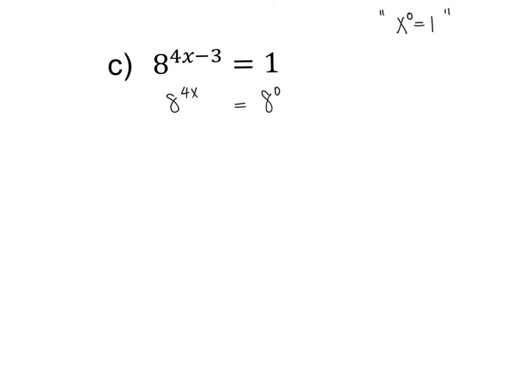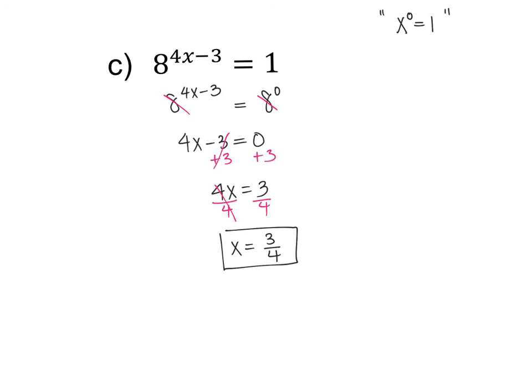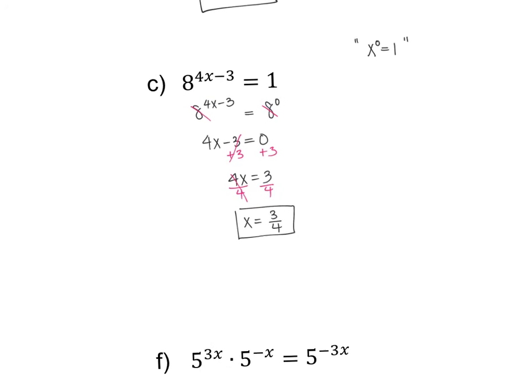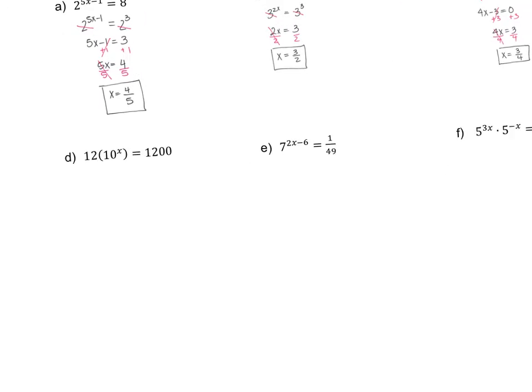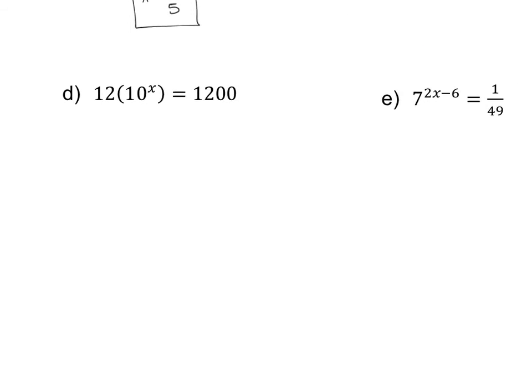And then I'll bring down the other side here. But notice now both sides have an 8 as a base, so they cancel. So now I have 4x minus 3 equals 0, and then I'll just solve. So maybe add the 3 over. 4x comes down. This side's a 3. I'll divide by 4. That cancels. And x is equal to 3 over 4 as my value. All right, moving on to the next problem here.